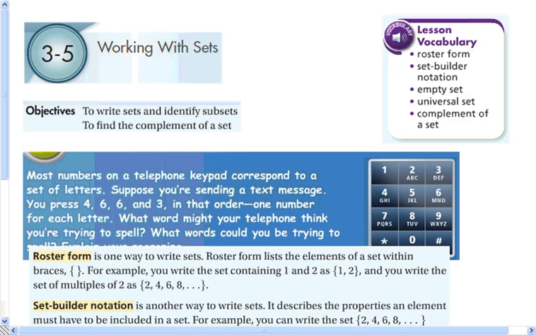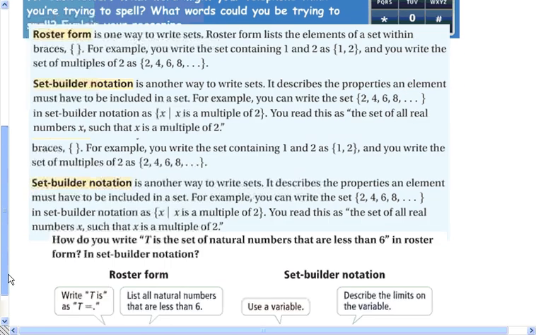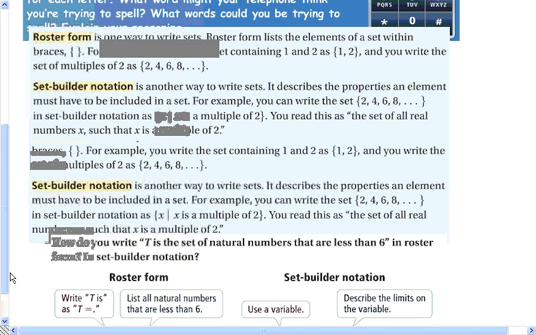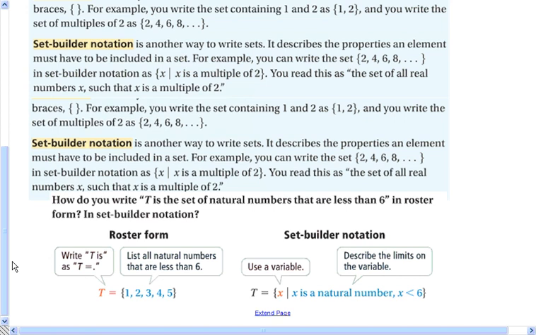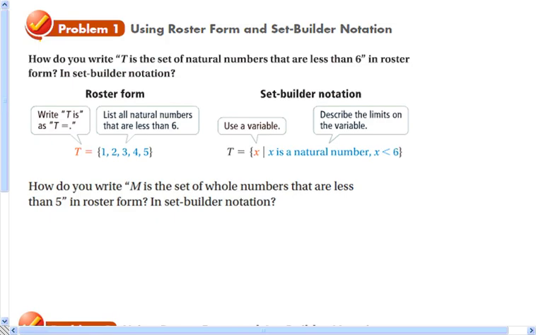All right. I'd like to point out a lot of good information. I hope this is in your notes. It is the roster form and the set builder notation, important information for you to know. Here's some examples of roster form, and basically roster is just using braces to include all the elements of the set, and set builder is a little more descriptive, describes what's in the set. I'll show you some examples of both of those.